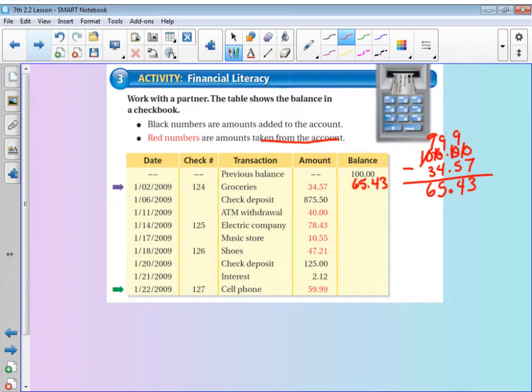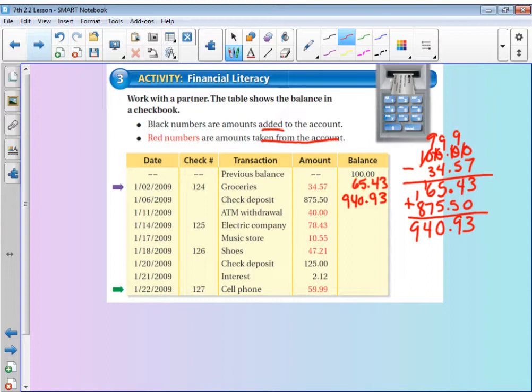Okay, then I just got paid, looks like a paycheck. So I deposited a check for $875.50. Black numbers tell me that they're added. So I'm going to add that $875.50, and I'm lining up at the decimal. So I end up with $940.93. Okay, so at the end of January 6th, I had $940.93.